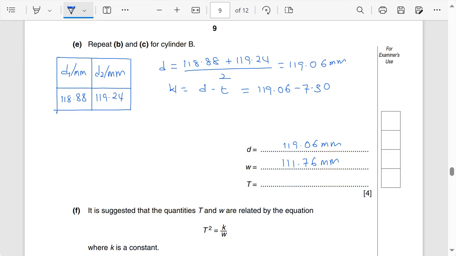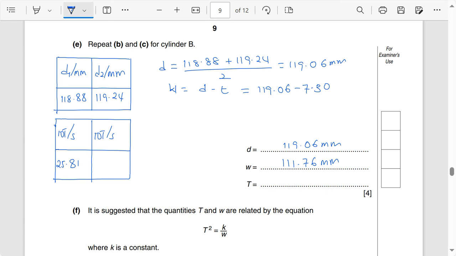Then for T, my student again repeated. This time she timed 10 oscillations. So if you time 10 oscillations, draw a table, find the period, the time for one cycle. This time we are using a bigger cylinder. So she tried 10 oscillations, so 10t in seconds, first attempt. She repeated again, 10t, second attempt. The first attempt she got 25.81. The second attempt she got 26.34.